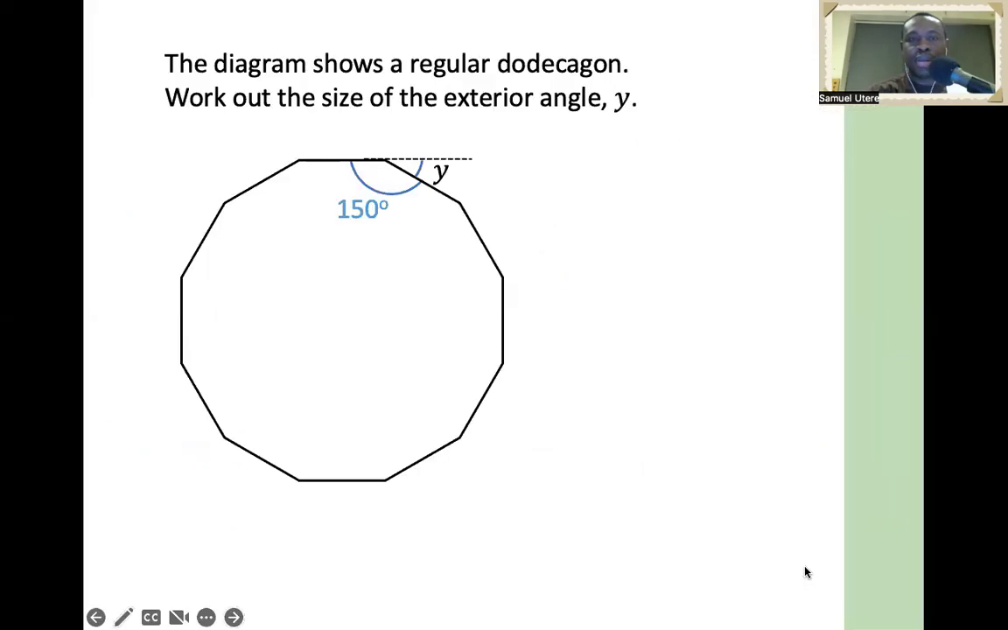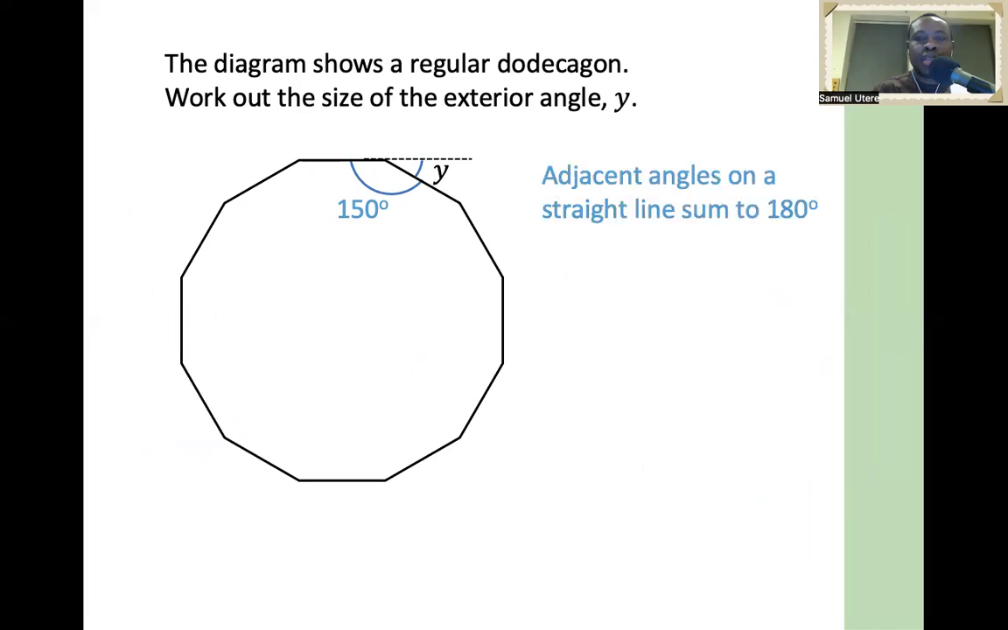Let's get back. Okay. The next question is, the diagram shows a regular dodecagon. How do we find the size of the exterior angle? Well, you can see that these are adjacent angles on a straight line. We know the interior angle, and to find that angle, we can simply subtract 150 degrees from 180 degrees, which will give us 30 degrees.